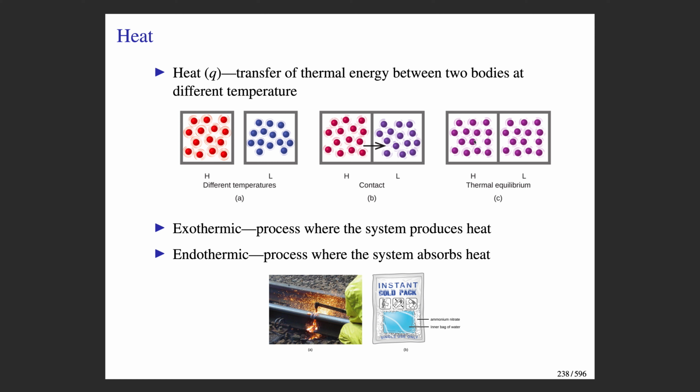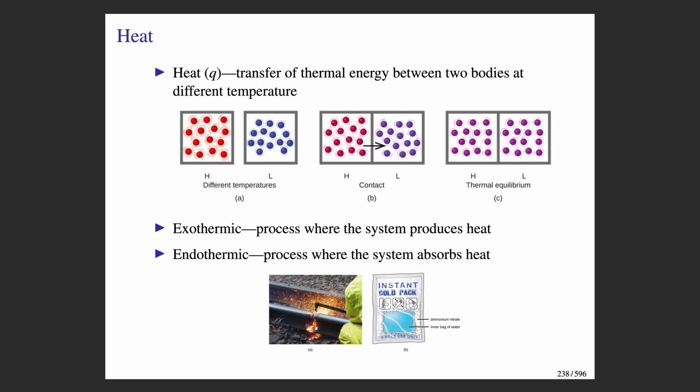Different processes can produce energy, and so we classify these as being either exothermic. This is a process where the system produces energy and produces heat. The other way of characterizing a system is as being endothermic, and this would be where a process absorbs heat from its surroundings. And so we've got two graphical examples of this here.